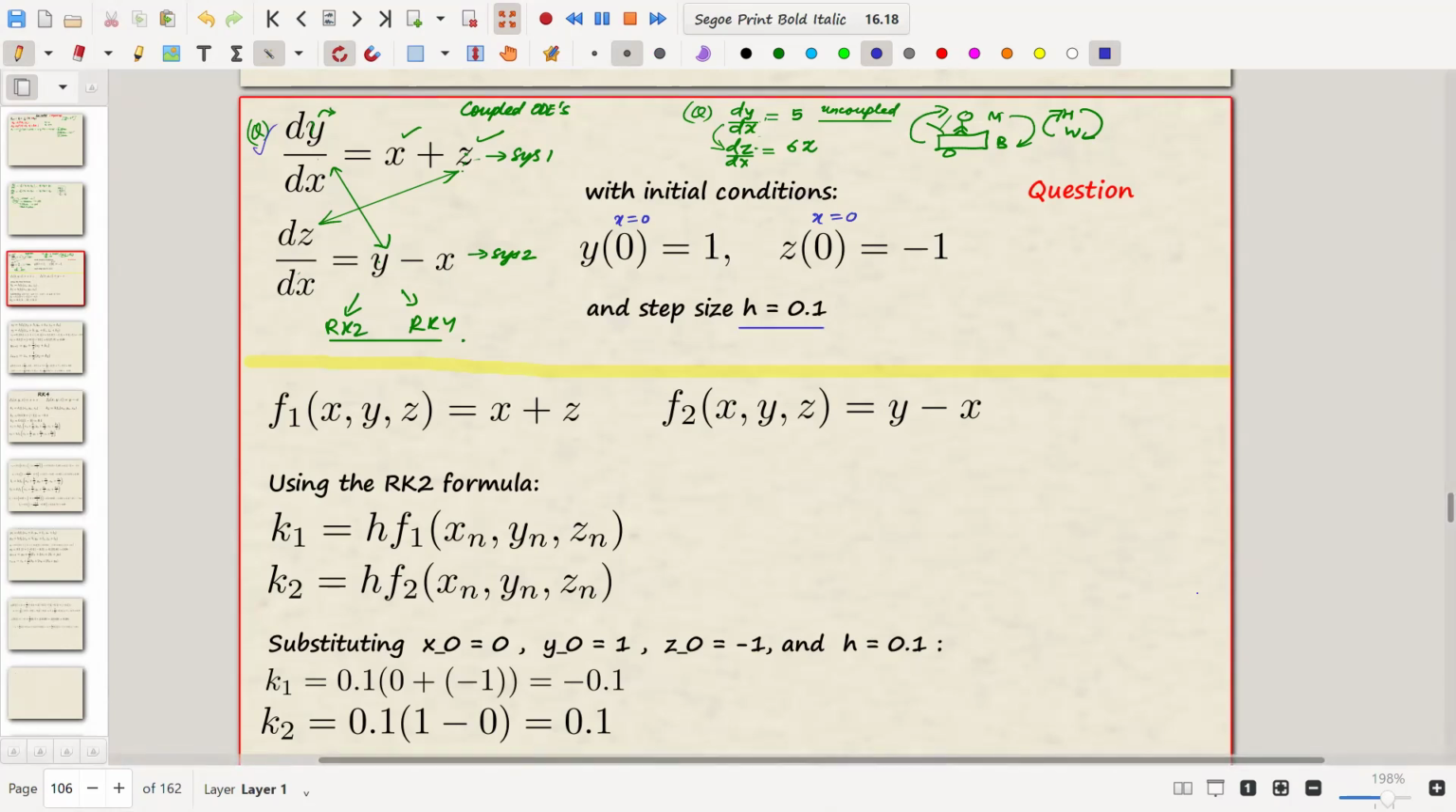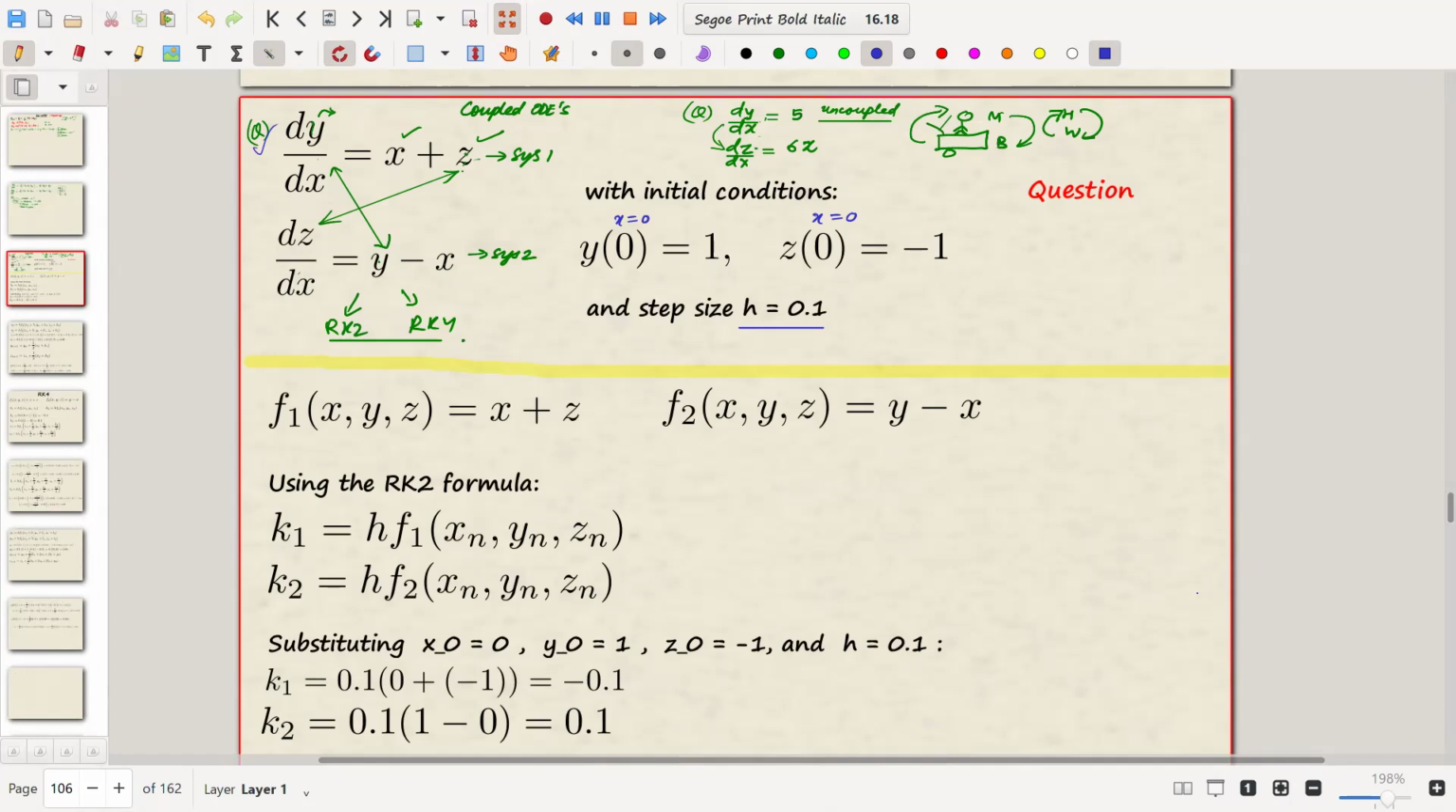Fine. Now the question is, given this differential equation, how can you find the value of y and z? Because you know y is depending on x, z is also depending on x, but y depends on both x and z. z is also depending on both x and y. So therefore, these are coupled equations, coupled differential equations.